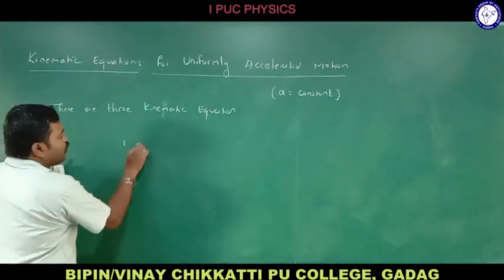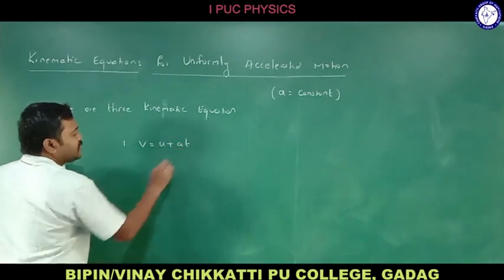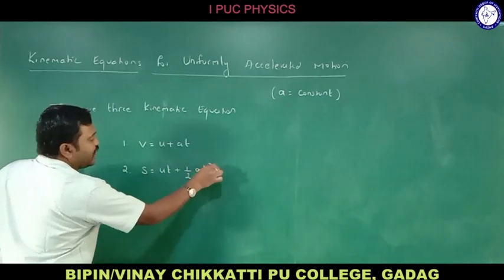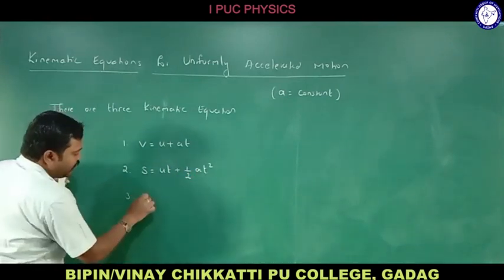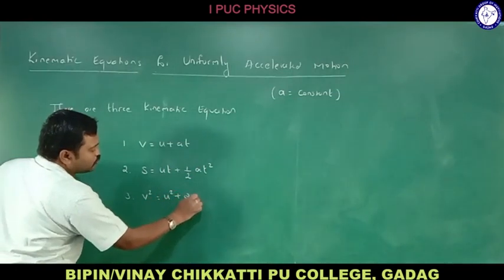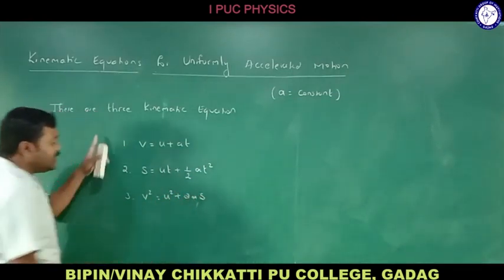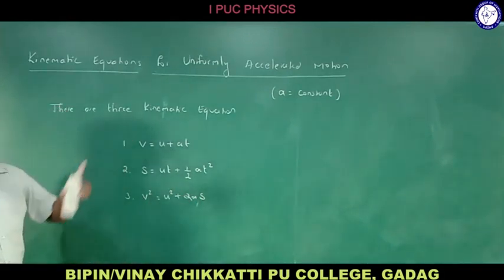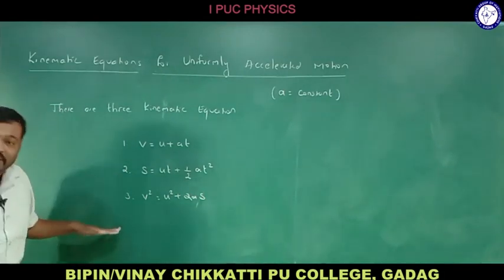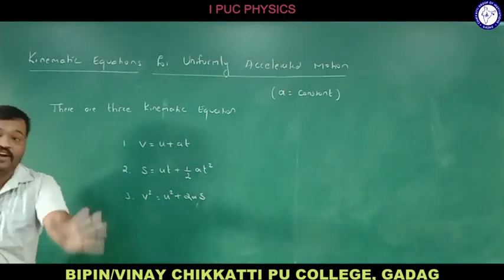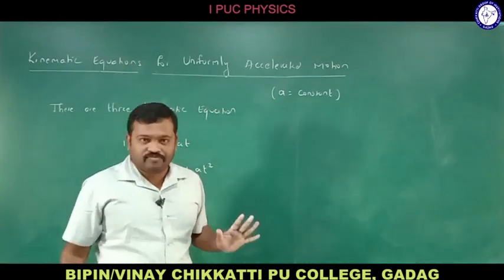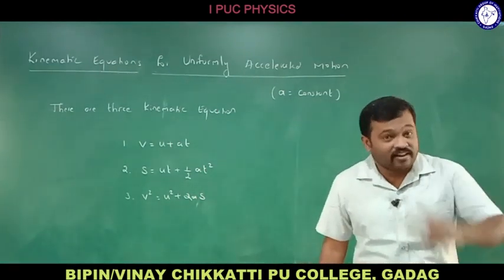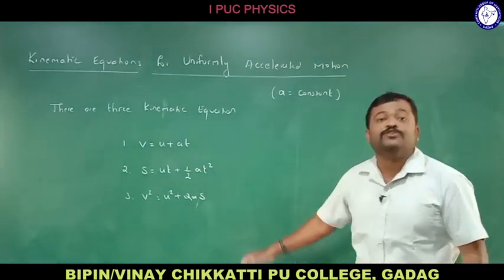The first one is v is equal to u plus at. The second one is s equal to ut plus half at square, right? And the third one is v square is equal to u square plus 2as. So these are the three equations which are called kinematic equations, and these three equations can be applied only when acceleration remains constant in a motion. Then only you can apply these three equations. We will be deriving these three equations using the VT graph.